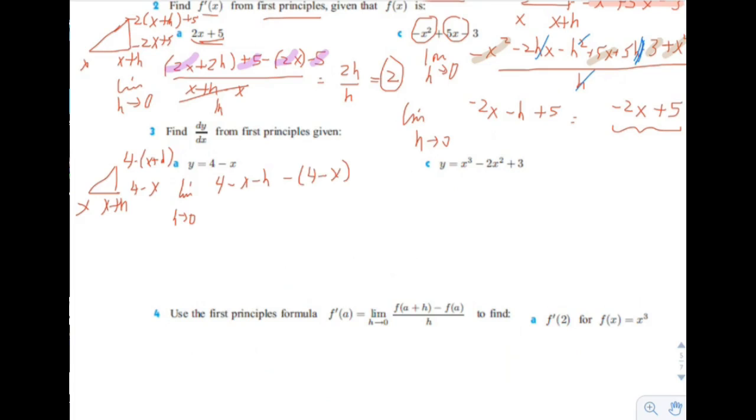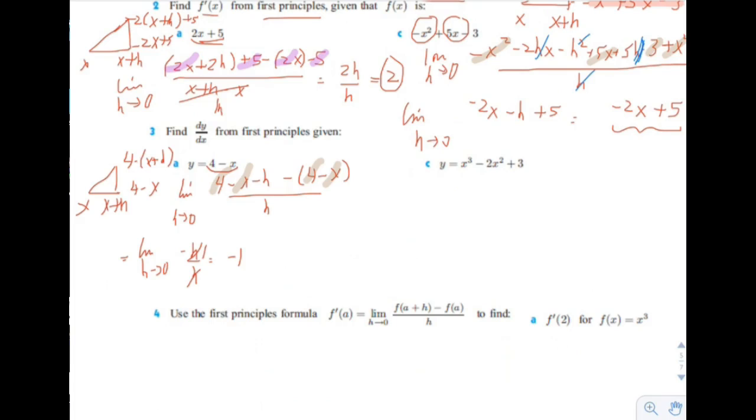Okay, and so we can rewrite this as, the 4's cancel out, 4 minus x minus h minus 4 minus x, and so we're left with negative h over h, which is just equal to negative 1, right? Because these cancel out, you get negative 1. Okay? And that makes sense, right? If you took the derivative of the 4, it's a flat line, so the gradient is 0. If you took the derivative of negative x, it's a line with slope negative 1, so the gradient is negative 1.